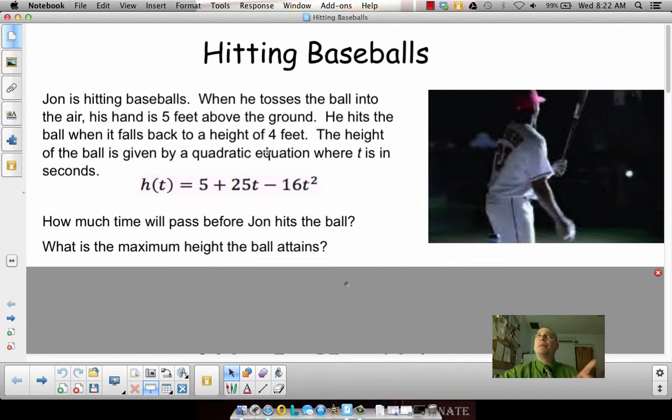Oh, wait a minute. Maximum height? So we've done that before. Maximum height means I need to find the vertex. How much time will pass before he hits the ball? That means I'm going to have to figure out when it comes back down to 4 feet, because I'm releasing at 5. So when it comes back down, that's when I need to figure this out. You always want to try to logically think through what they are asking for, what it is they're looking for, and try to visualize what is going on.